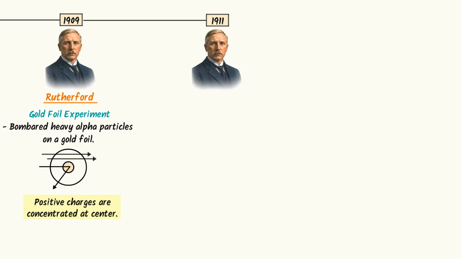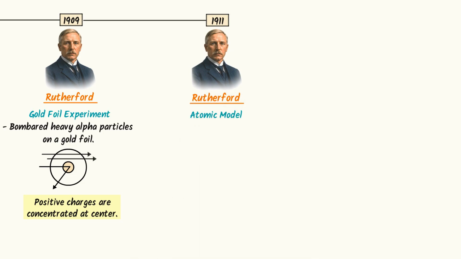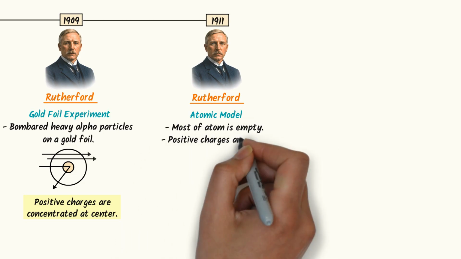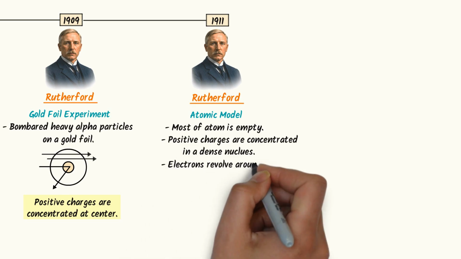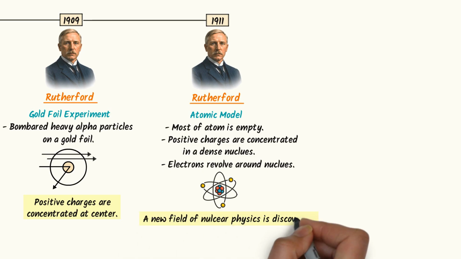Then Rutherford Baba worked on the gold foil experiment for 2 years. In 1911, Rutherford Baba presented his atomic model. According to this model, most of atom is empty. Positive charge is concentrated in a dense nucleus and electrons revolve around the nucleus. This was the biggest achievement because new fields of nuclear physics and nuclear chemistry were discovered. Later, this will change modern physics and modern chemistry.